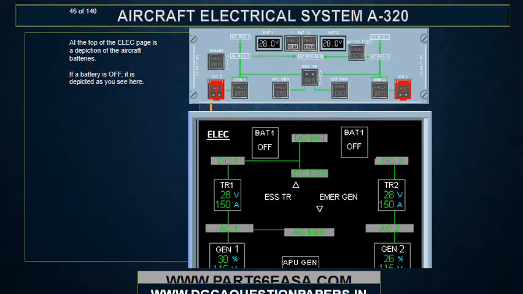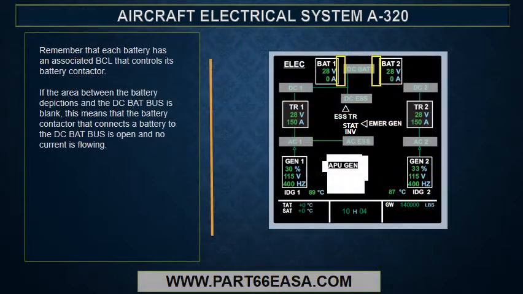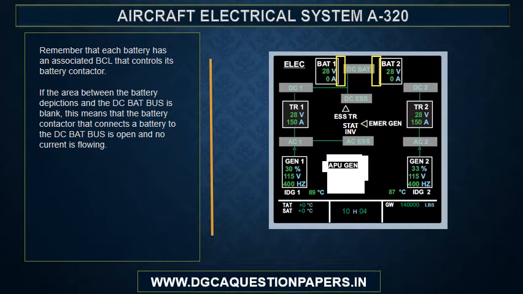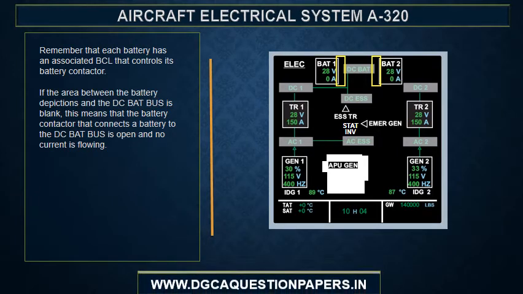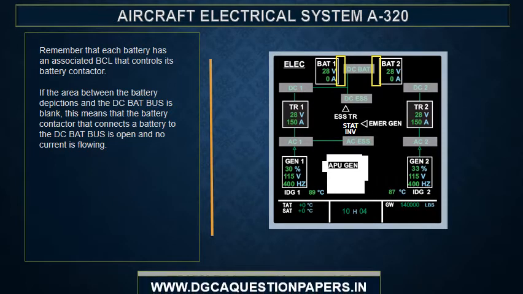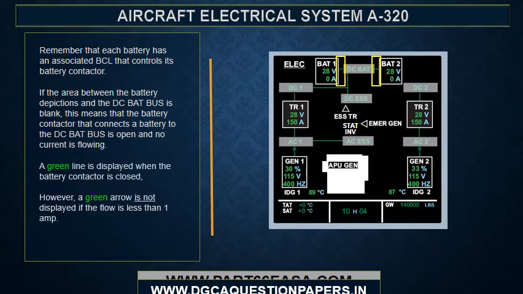At the top of the electrical page is a depiction of the aircraft batteries. If a battery is off, it is depicted as you see here. Remember that each battery has an associated BCL that controls its battery contactor. If the area between the battery depictions and the DC battery bus is blank, this means that the battery contactor that connects a battery to the DC BAT bus is open and no current is flowing. A green line is displayed when the battery contactor is closed. However, a green arrow is not displayed if the flow is less than 1 amp.